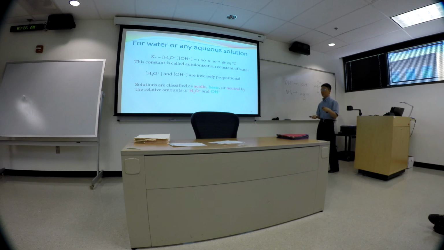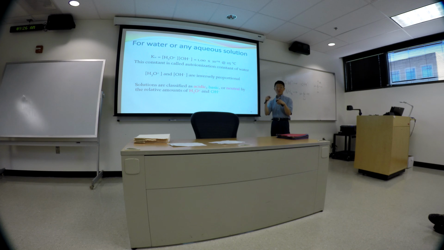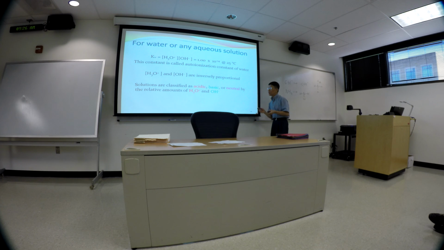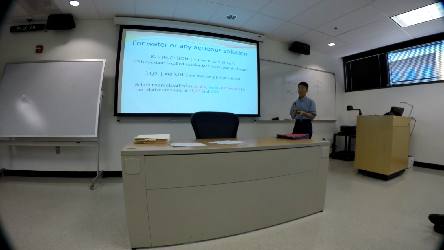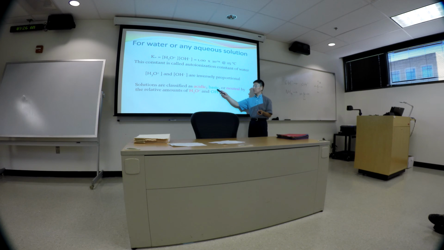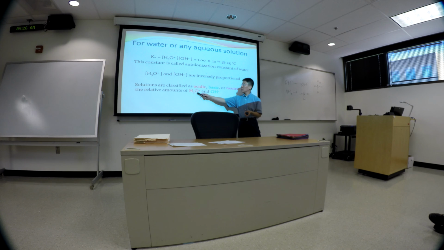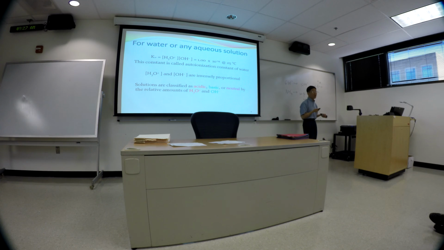Okay. Now, solutions are classified based on concentration. Water solutions are classified based on the concentration of hydronium ion and hydroxide ion. If you have a higher concentration of H3O plus, we say the solution is acidic. If you have a higher concentration of OH minus, we say the solution is basic. If you have equal concentrations of both, the solution is neutral. Depending on the relative amount of these two species, we have these 3 different terms to describe the property of the water solution: acidic, basic, or neutral.